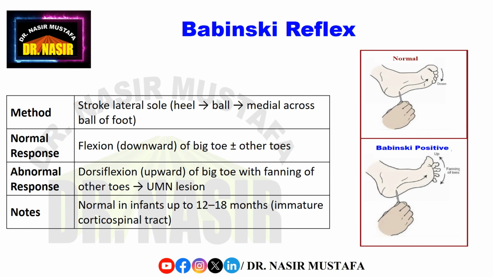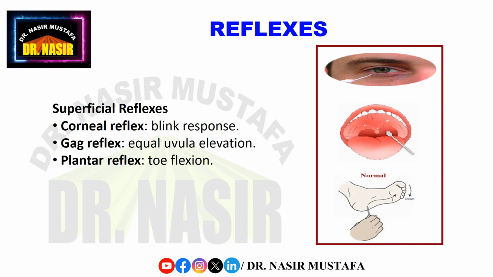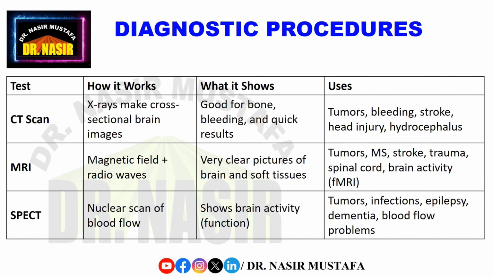Normal, toes curl down. Abnormal, big toe goes up with other toes fanning. Seen in upper motor neuron lesions. Normal in infants up to 12 to 18 months. Next, assess superficial reflexes. The corneal reflex causes blinking, the gag reflex shows equal uvula elevation, and the plantar reflex produces toe flexion. Brain imaging includes CT scan for bones and bleeding, MRI for detailed soft tissue images, and SPECT to show brain activity and blood flow issues.